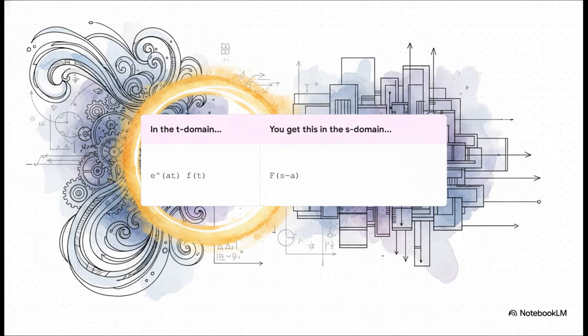And this right here, this is the whole idea in a nutshell. All you have to do is find the transform of your original function, f of t, which gives you capital F of s. Then you just go through that answer and replace every single s you see with s minus a. That's it. A multiplication in one world becomes a simple shift in the other.